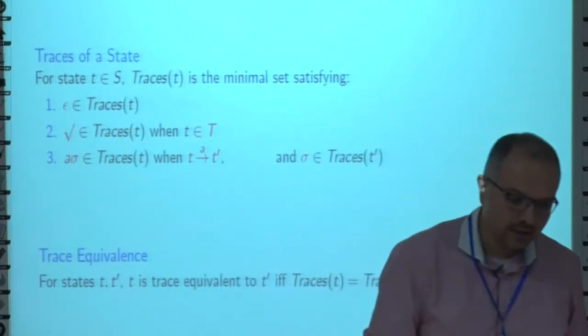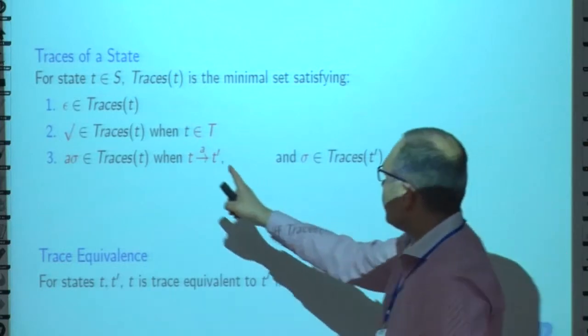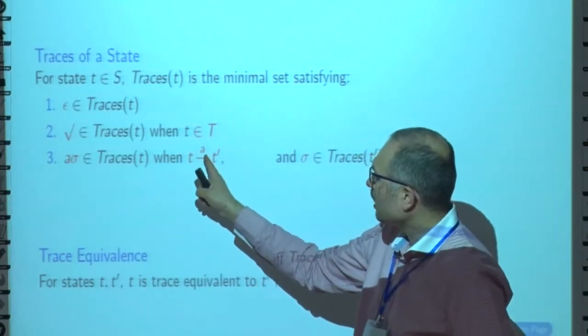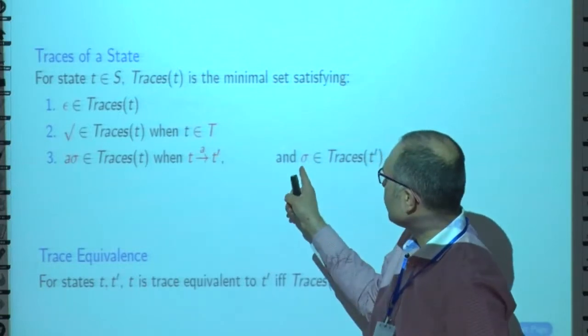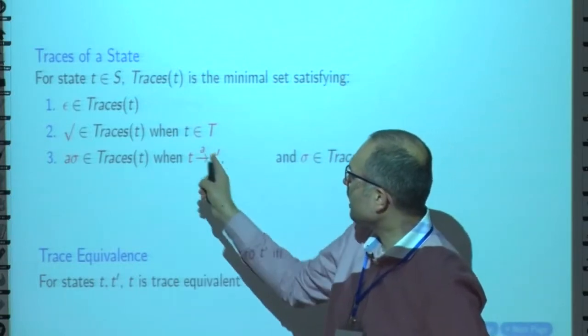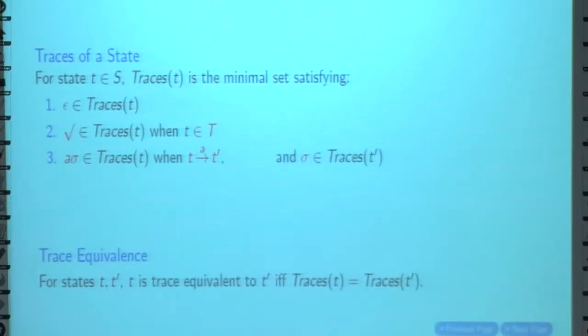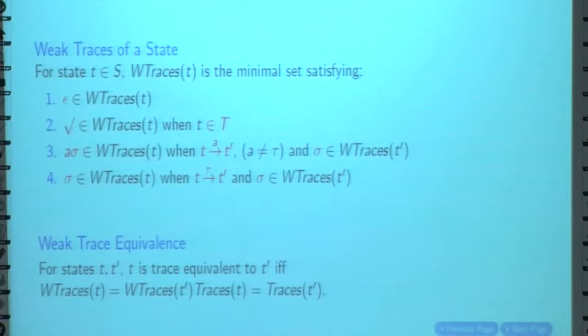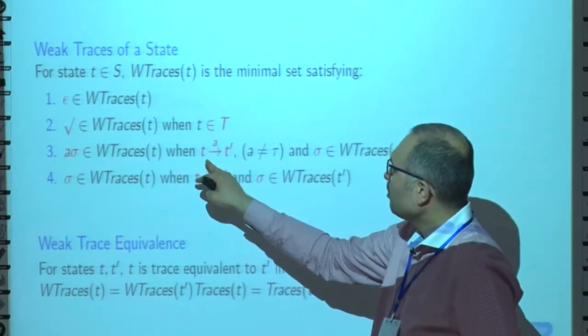Termination is in the set of traces if the state is terminating. And then if the state affords an outgoing A transition to T prime, and then the target state affords a trace sigma, then you concatenate them and you obtain A sigma as a trace of T. You remember that, right? Now what we add to it is, first of all, we allow to jump over.